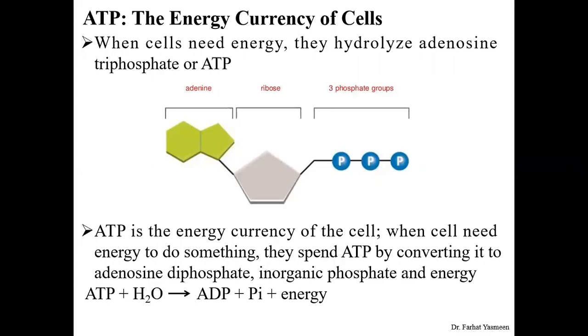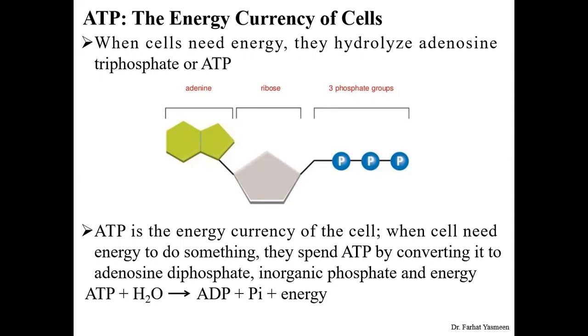Dear students, in the previous lecture we discussed metabolism and its different terminologies, in which I told you that ATP is basically the energy currency of the cell. So in today's lecture we will discuss what ATP actually is. ATP is what we call the energy currency of the cell. It is the abbreviation of adenosine triphosphate.